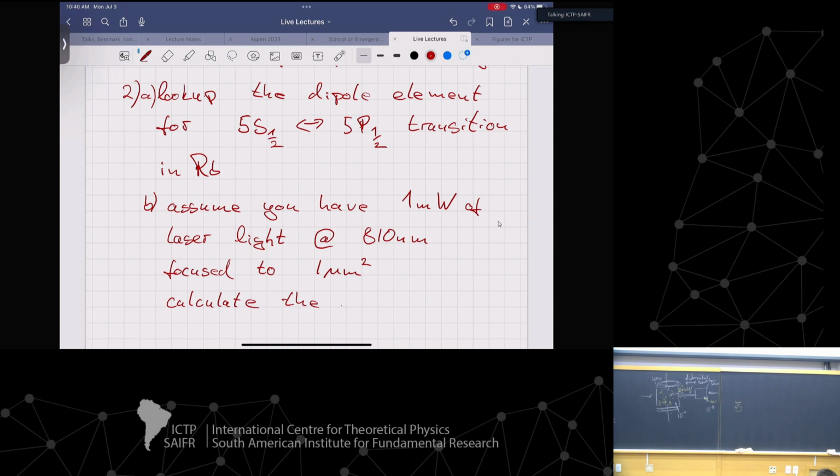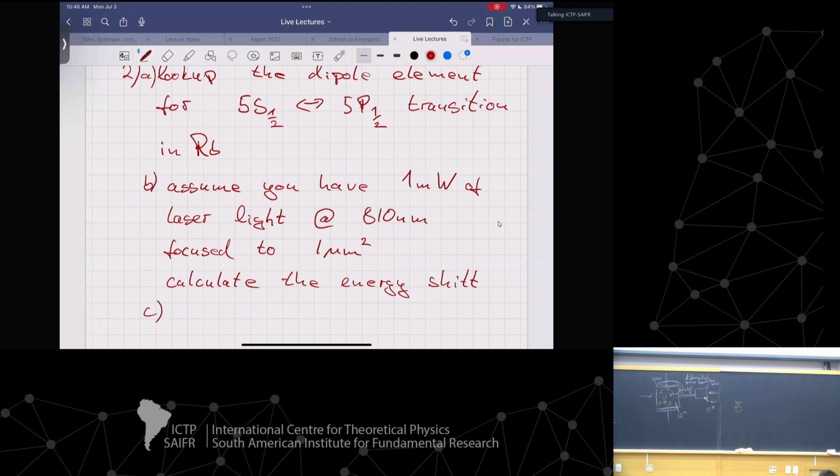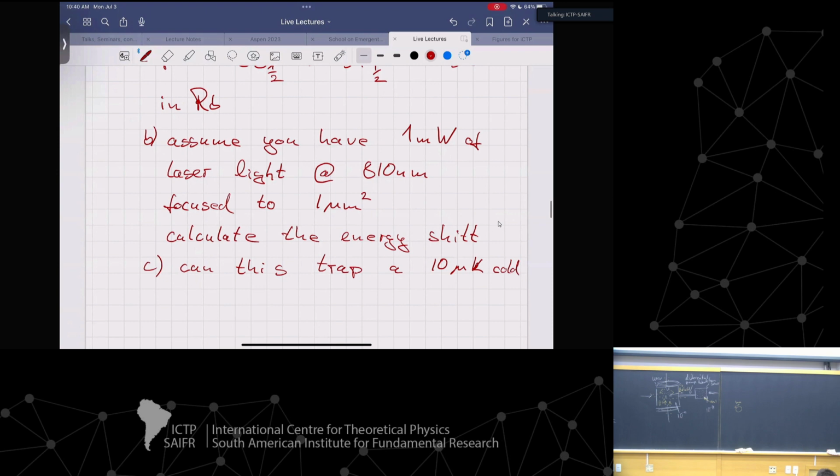And now the question: assume then, calculate the energy shift. Okay, some number comes out. I don't know, and then the question will be, is it good or is it bad? And so the question will be, can this trap, we had this cold cloud of atoms, we said they are 10 microkelvin cold. Can this trap a 10 microkelvin cold atom?